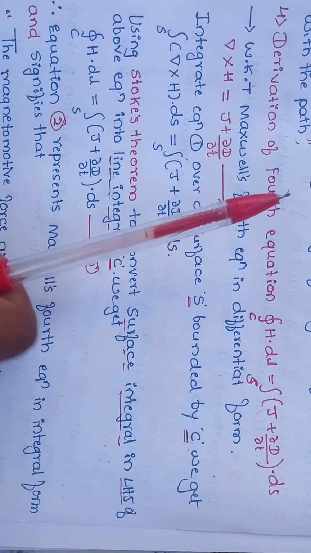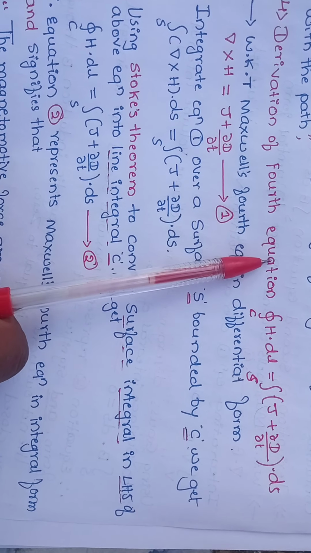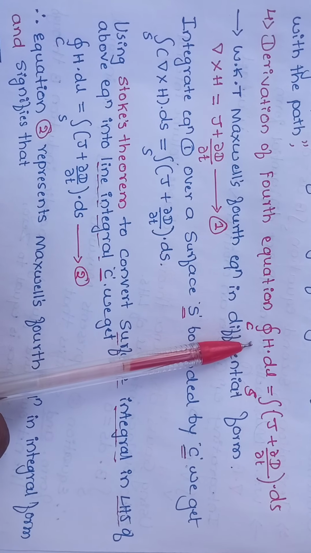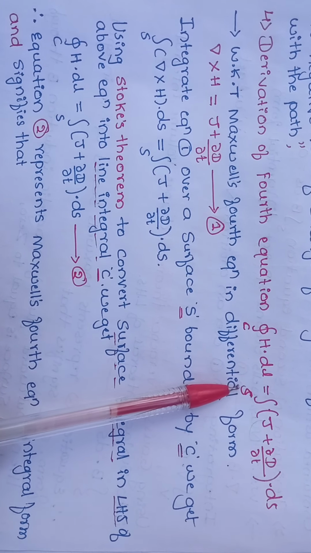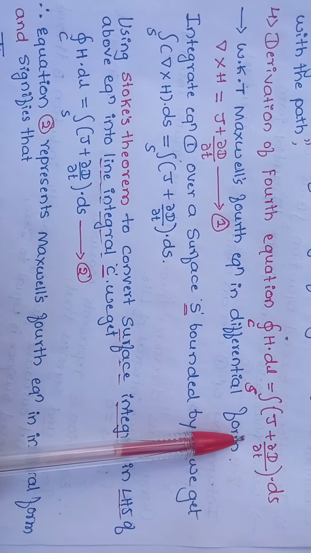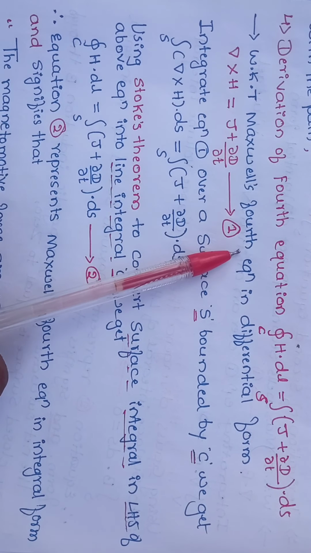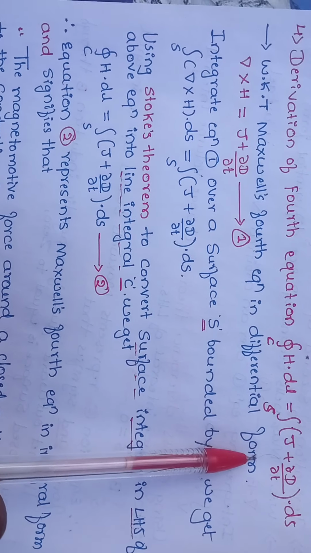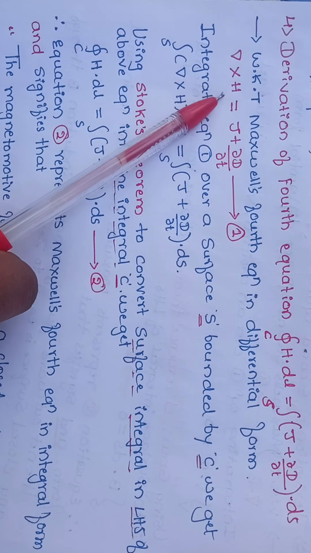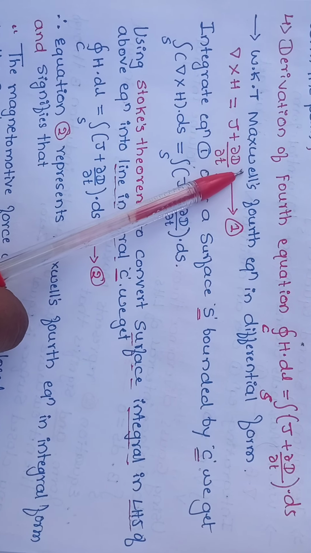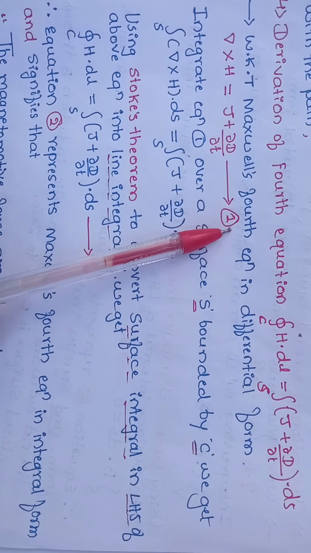Next one, derivation of Maxwell's fourth equation. What is Maxwell's fourth equation? The line integral of H into dl is equal to the surface integral of (J plus ∂D by ∂t) into dS. How do you prove this one? By using Maxwell's fourth equation in differential form, that is, del cross H or curl H is equal to J plus ∂D by ∂t. Call that equation number 1.